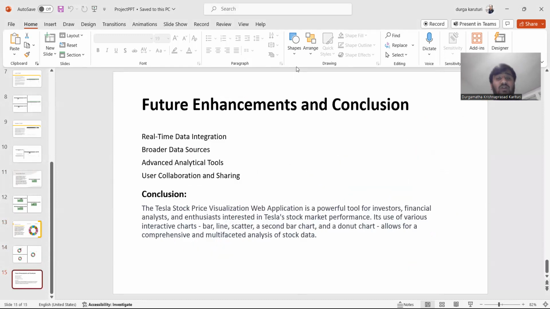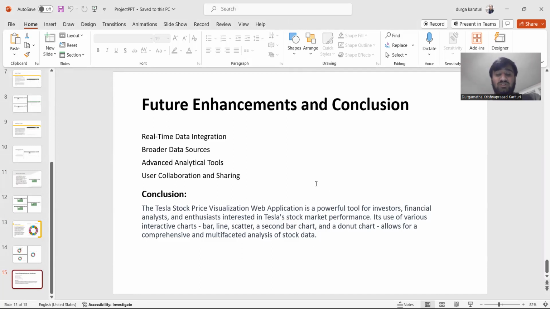And now coming to the future enhancements and conclusions. The future enhancements are real-time data integration, broader data sources, advanced analytic tools, and user collaboration and sharing. Coming to the conclusion, the Tesla stock price visualization web application is a powerful tool for investors, financial analysts, and enthusiasts interested in Tesla stock market performance. It uses various interactive charts: bar, line, scatter, a second bar chart, and a donut chart. And it allows for a comprehensive and multifaceted analysis of stock data.